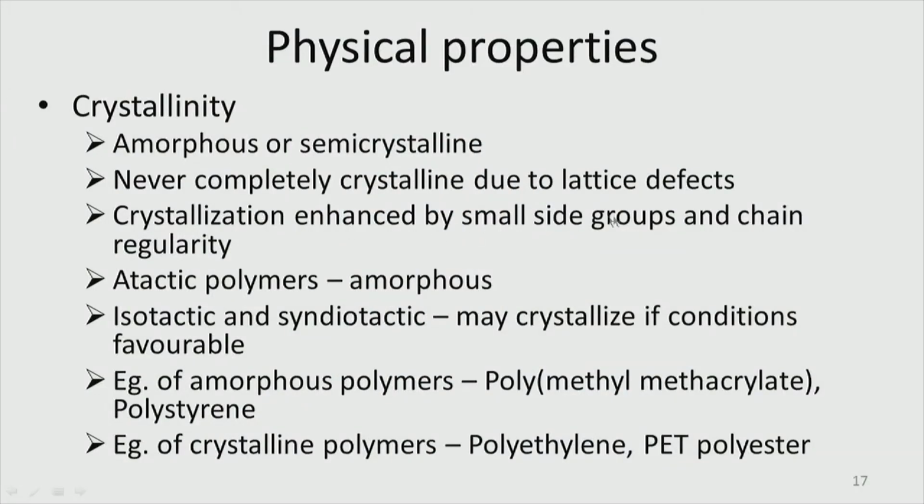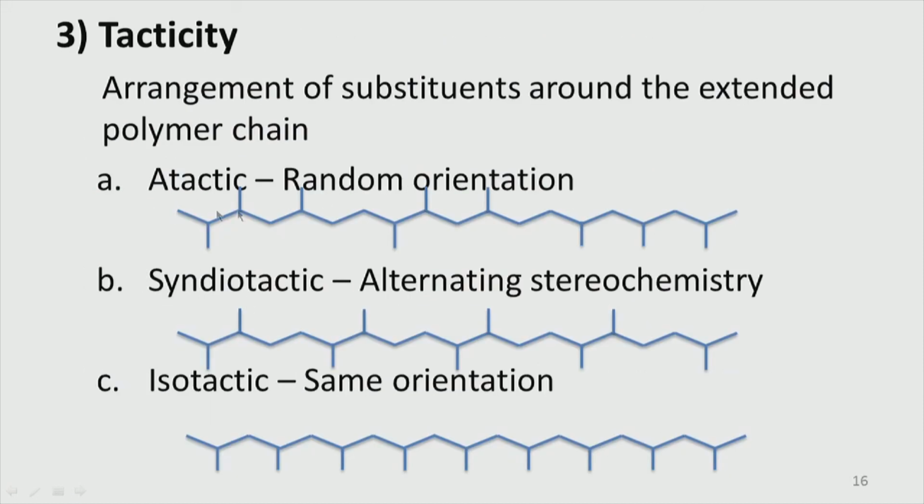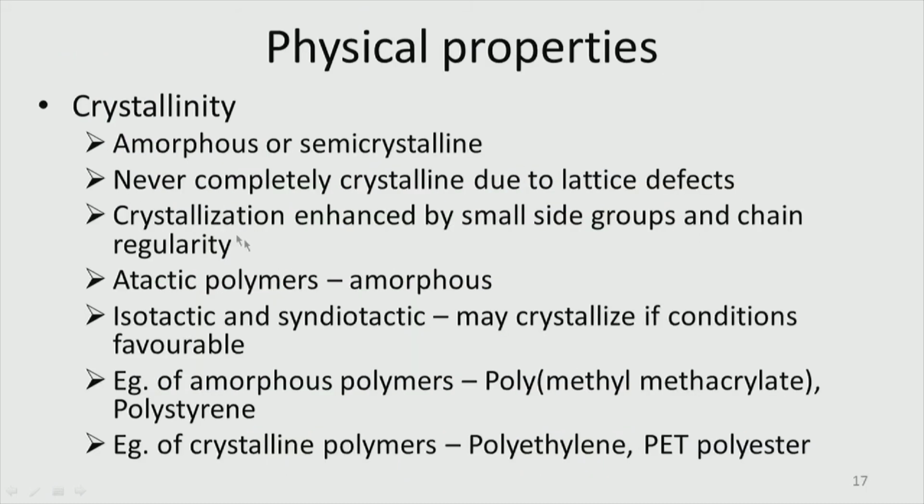Crystallization is enhanced by small side groups and chain regularity. Atactic polymers are always amorphous, as you can see, because they cannot pack well. Isotactic polymers may crystallize if conditions are favorable. Polymethyl methacrylate and polystyrene are amorphous polymers. Polyethylene and polyethylene terephthalate, the polyesters, can have crystalline properties.